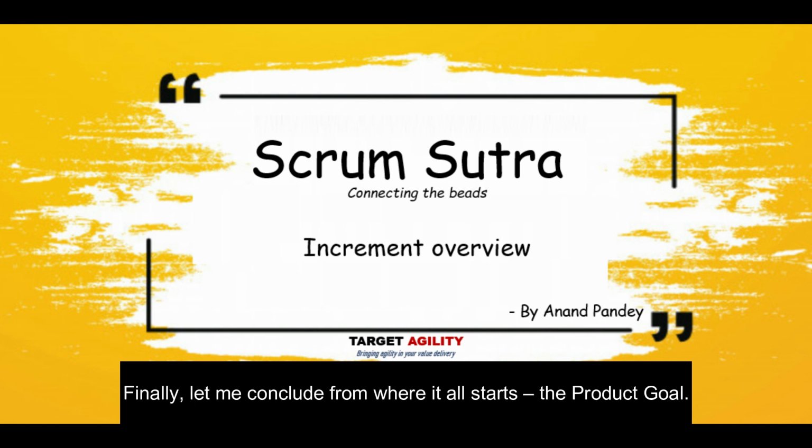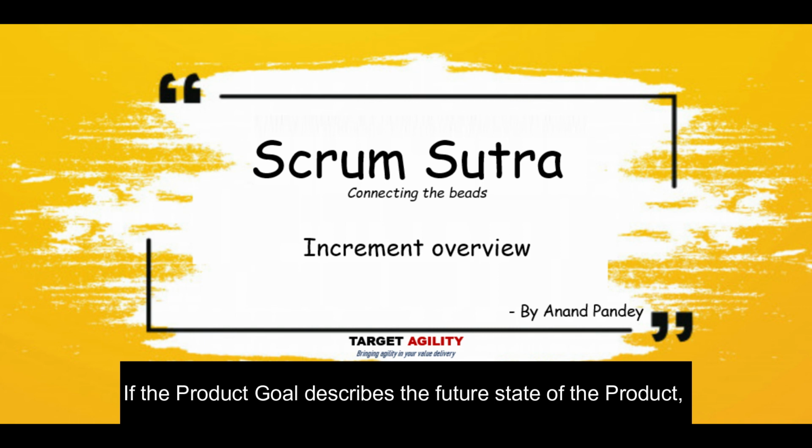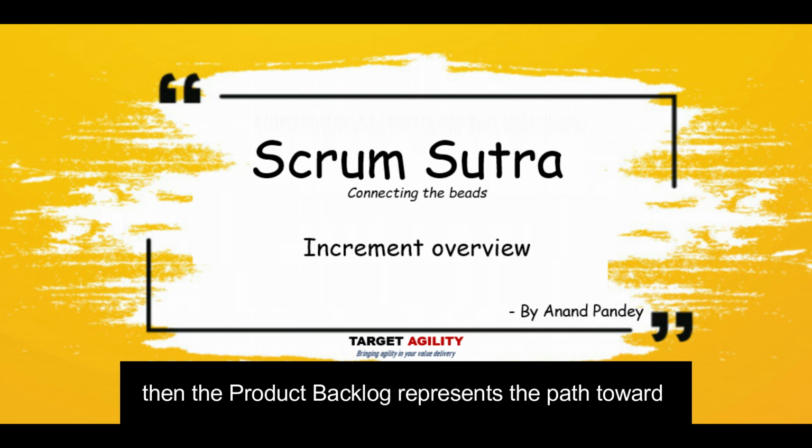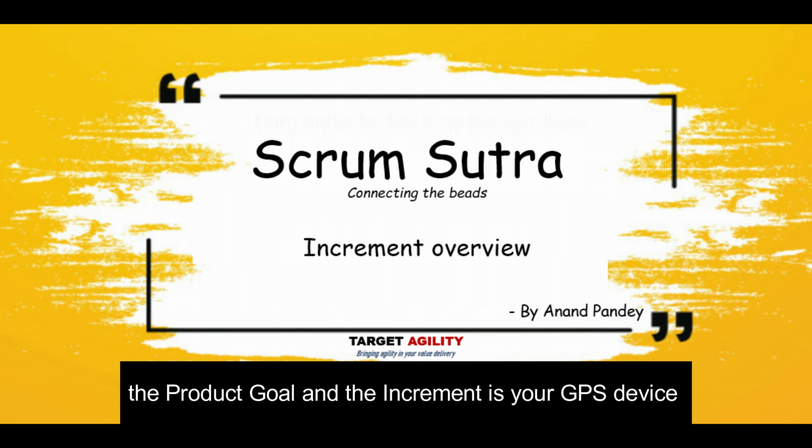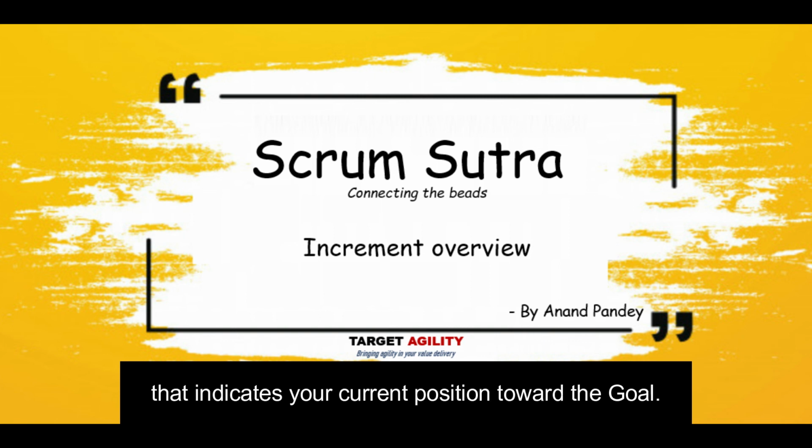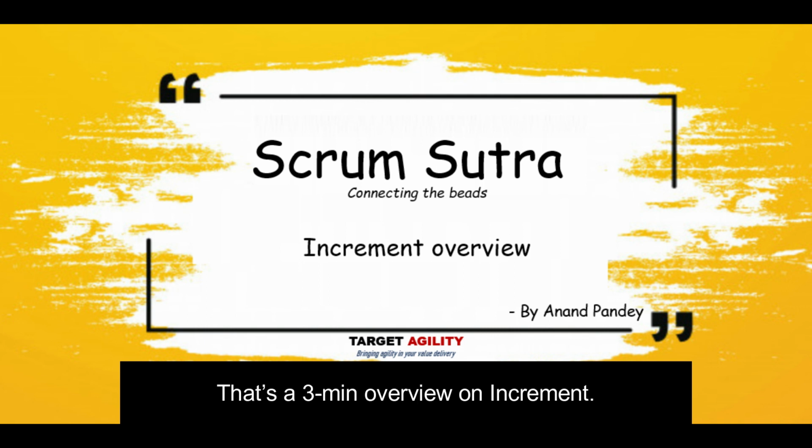Finally, let me conclude from where it all starts, the product goal. If the product goal describes the future state of the product, then the product backlog represents the path toward the product goal, and the increment is your GPS device that indicates your current position toward the goal. That's a 3-minute overview on increment.